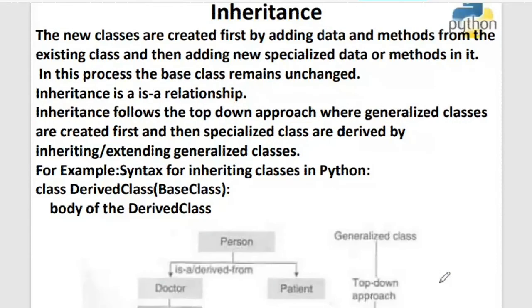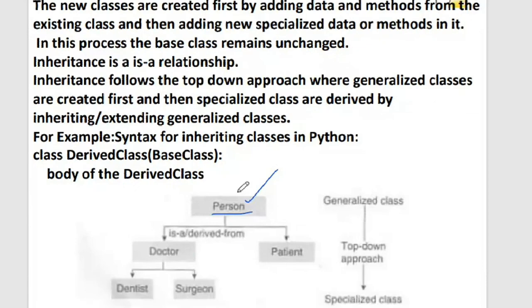Let us look into this particular diagram. Here you can say that this is inheritance, which we are trying to show in terms of hierarchy. A person class is there. What are the properties that the person class will have? The person class will have a name, age, and so on. These are the data that a person will have.